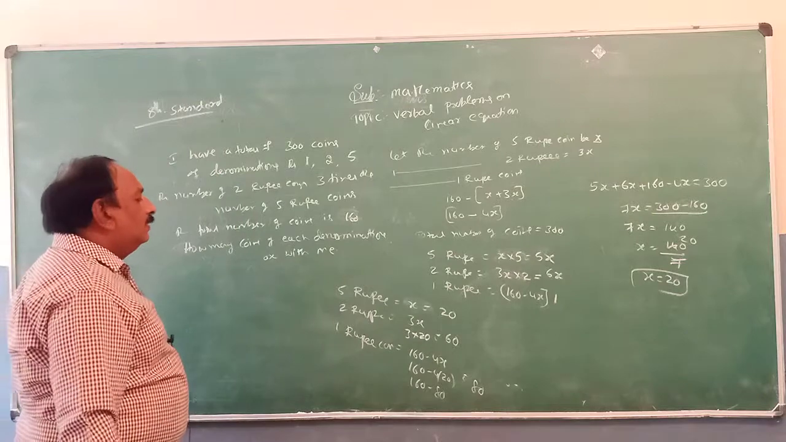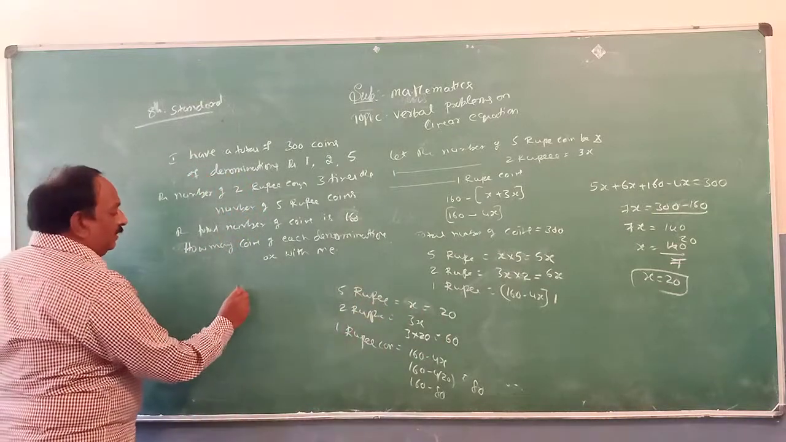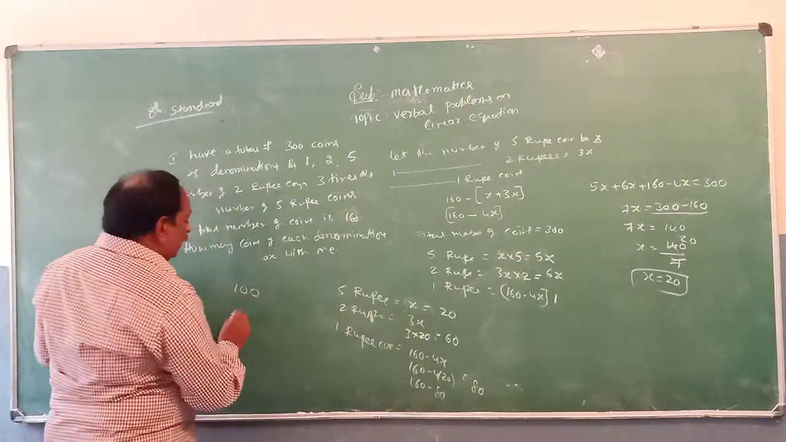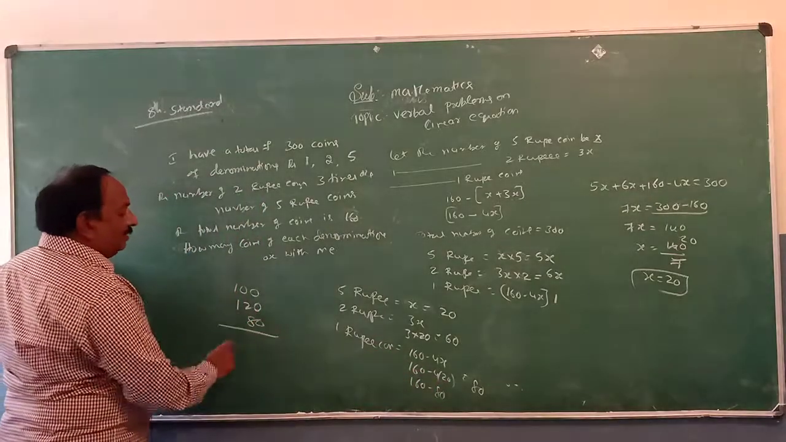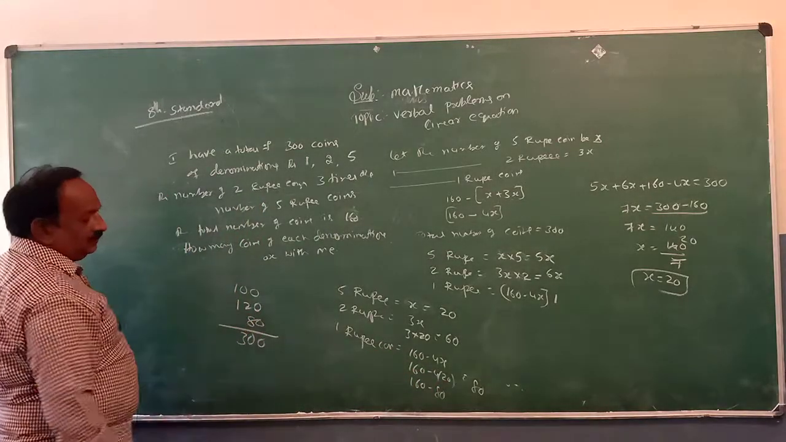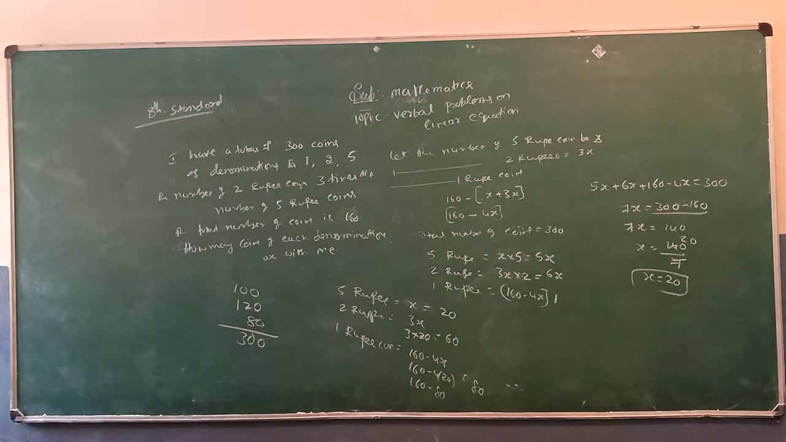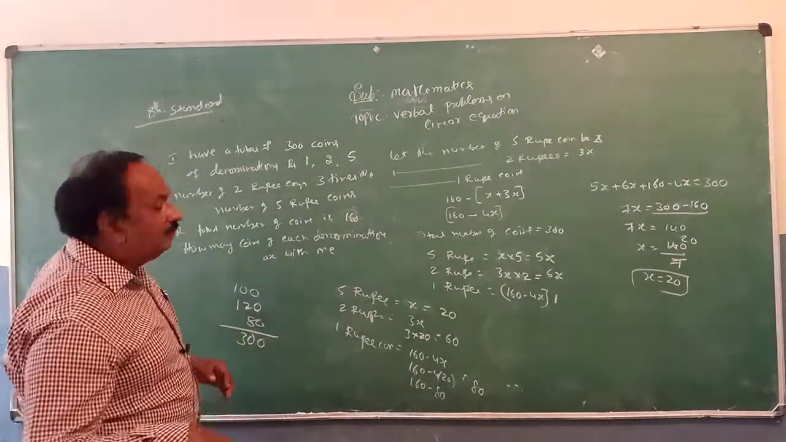5 rupee coins, 5 twenties are 100 rupees. 2 rupee coins, 60 twos are 120 rupees. 1 rupee coin 80. When we add this, we get 300 rupees. Like this, we have to verify. So problems are very easy, provided you know some techniques on how to solve the problem.